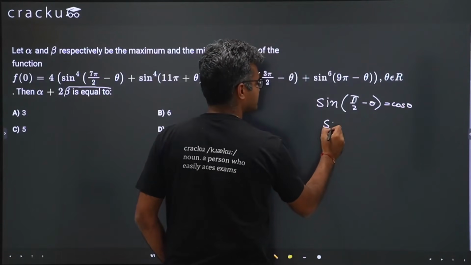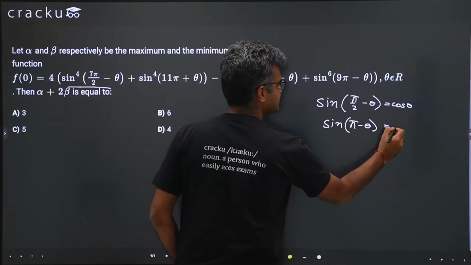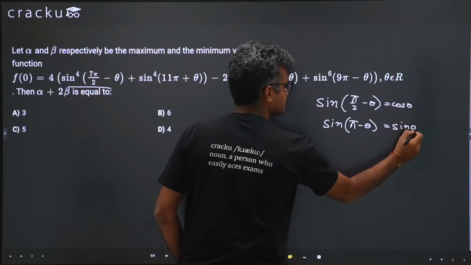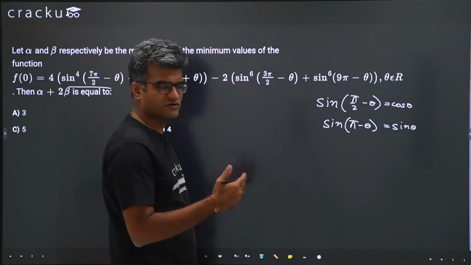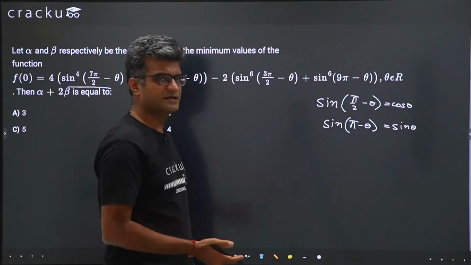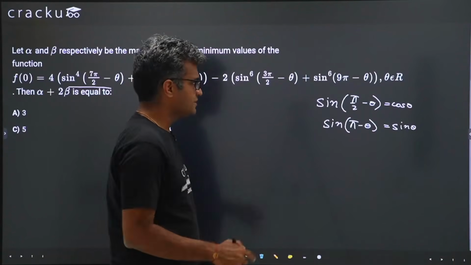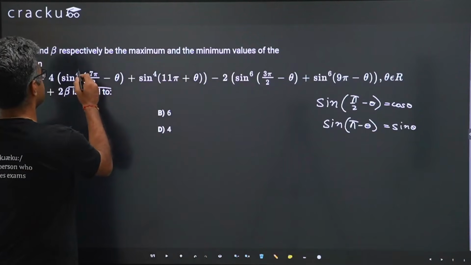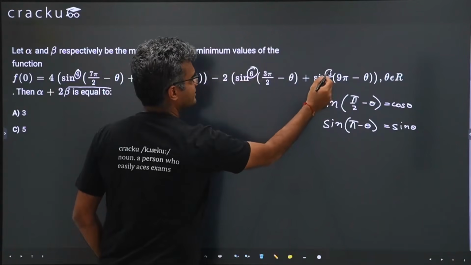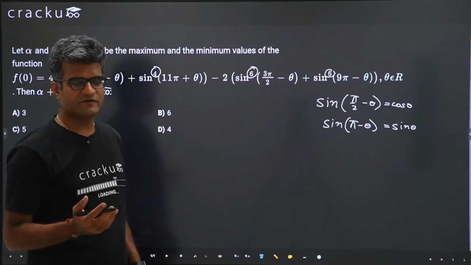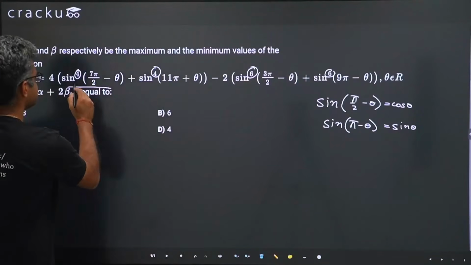And what is the value of sine of pi minus theta? This will be sine theta. Similarly, it will be the same for cos. That is, cos of pi by 2 minus theta will be sine theta, and cos of pi minus theta will be minus cos theta. But because here the powers of sine are all even numbers, we don't have to particularly worry about whether it is minus sine theta or plus sine theta.